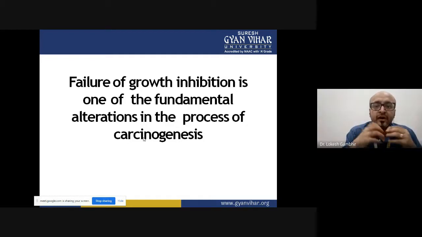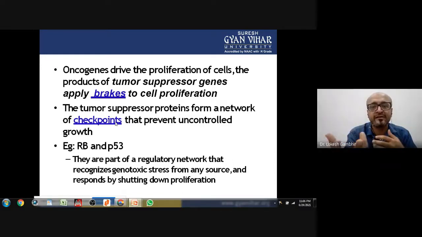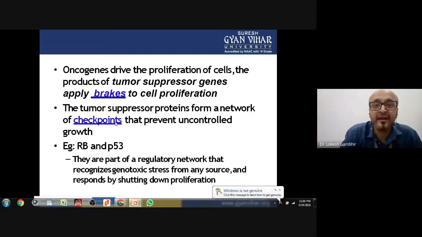Failure of growth inhibition, or uncontrolled growth, or failure in checking the cell cycle. That is the main function. And in technical language, the genes which are actually responsible for proliferating the cells, we are calling them oncogenes. Why? Because they are genes responsible for oncogenesis, right? So the genes which are causing the proliferation of the cell, but uncontrolled proliferation of the cell, those genes are called oncogenes.